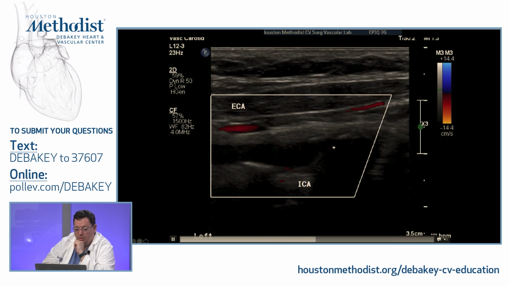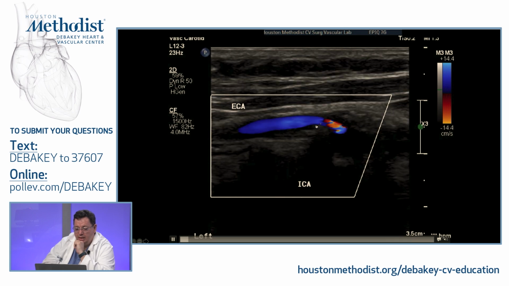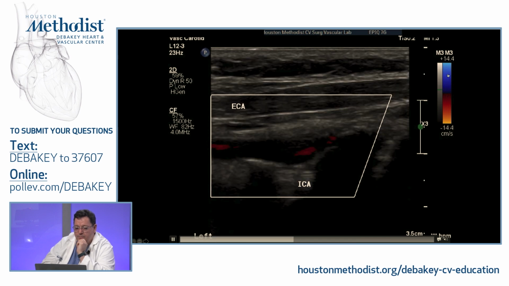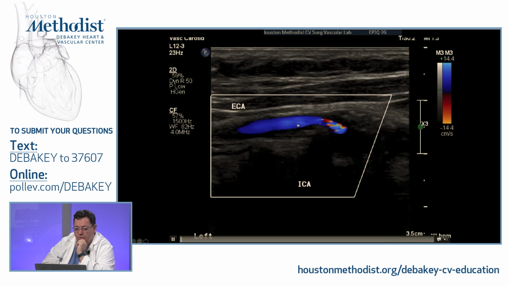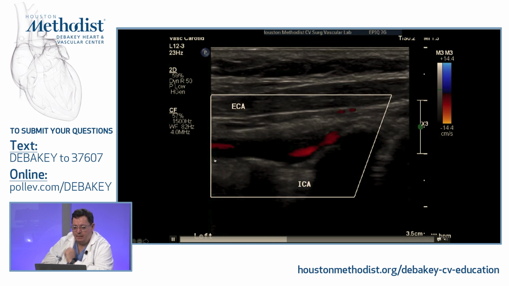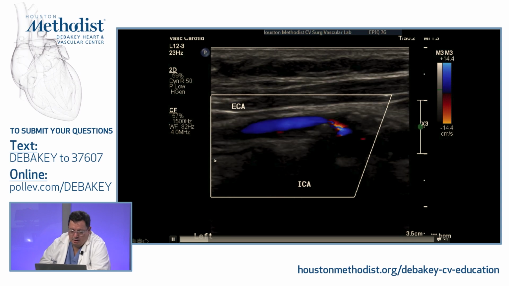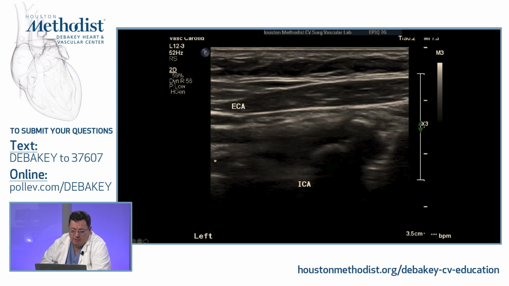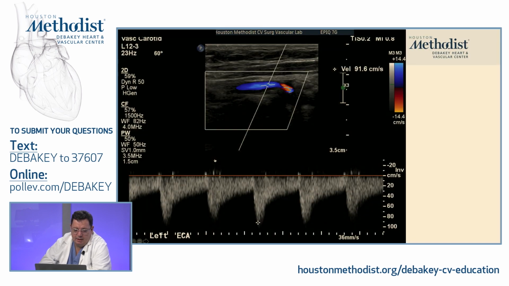is supposed to be your ECA, and that signal is feeding your ICA. So the blue signal is coming towards you, and then the ICA is going that way. We will confirm it with a few velocity measurements, but I think that is easy.